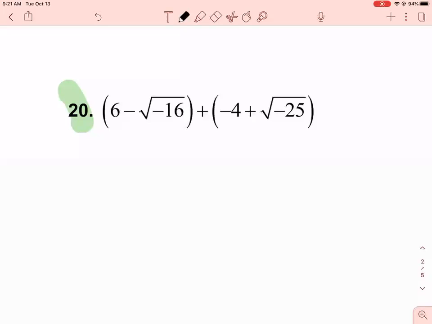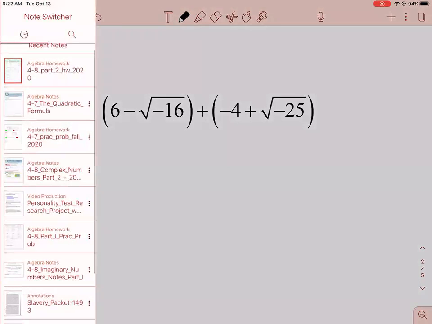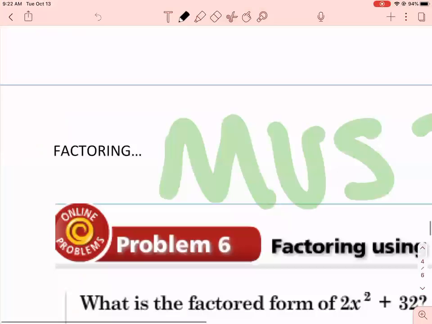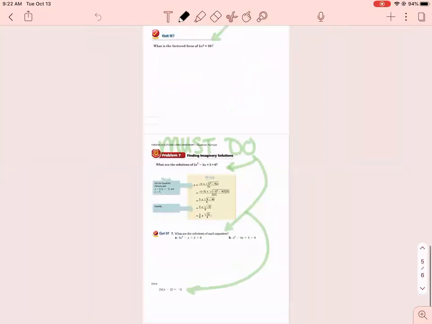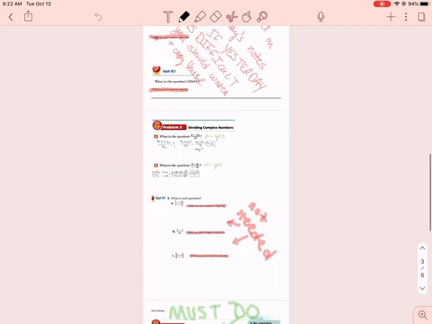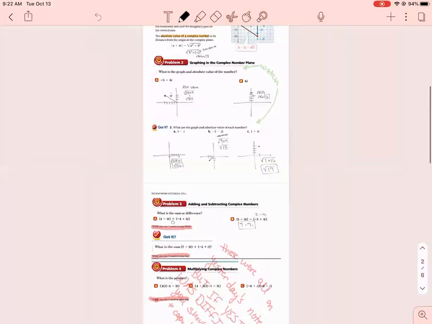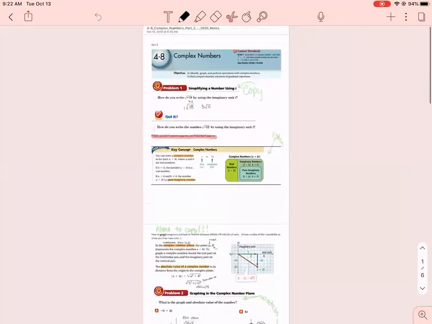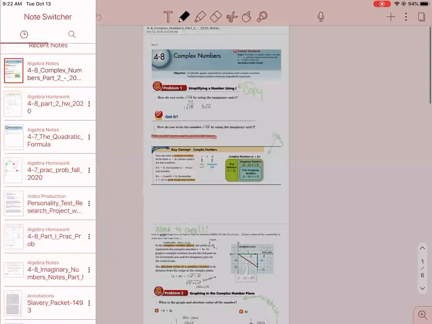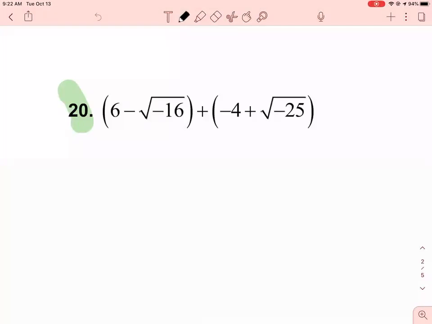We have a request to look at number 20. Would you mind pulling up your notes side by side here? Let's go back to your homework. I think we had these on the last side of notes.